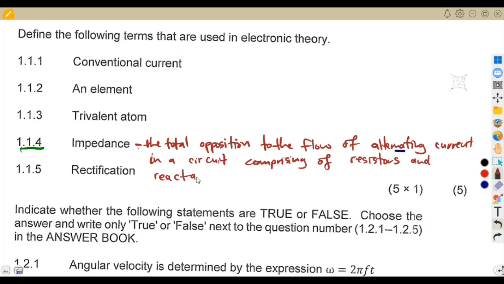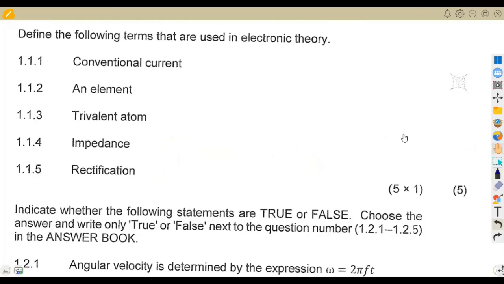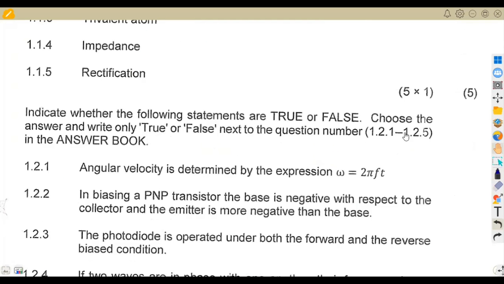The reactances are the ones that we are taking from, let's say, a capacitor. We have got XC, that's the reactance, whereas with an inductor we have got XL, which is the inductive reactance. That's what we are simply having in this case. Then we have got rectification. So as long as we are working with these definitions, all you need is to understand the topic that has got that part.